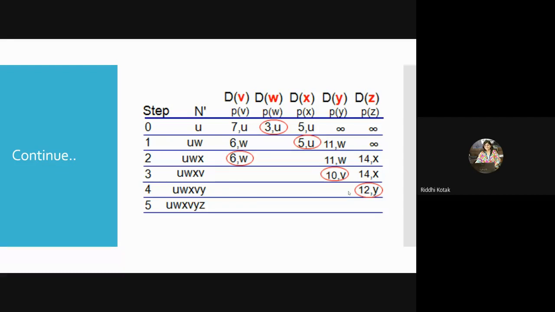We are not in a hurry. We will go step by step. You just complete step number 2 entries in the table.